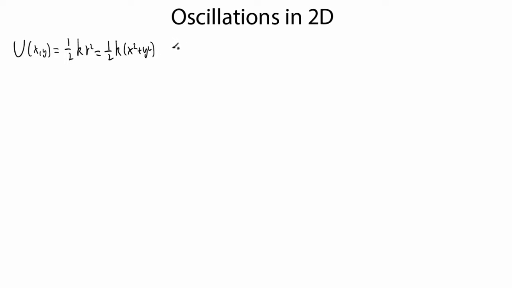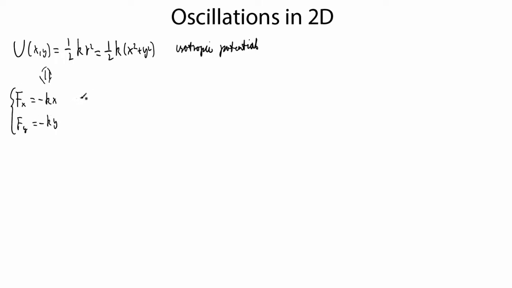It's essentially an isotropic potential, in that it looks the same in all directions. Basically, the energy depends only on the distance of the origin, r, not on the direction. And you can write that then as 1/2 k times x squared plus y squared. If we take the gradient of this, then we get directly that f of x equals minus k times x, and f of y equals minus k times y.